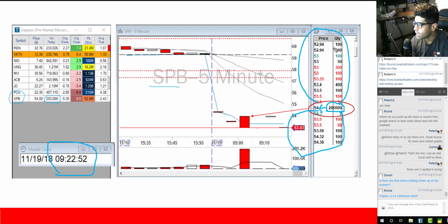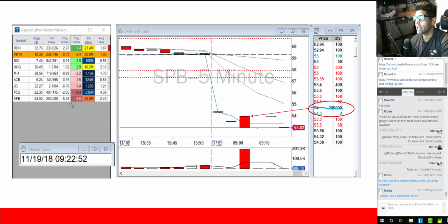You don't want to be these guys, because there's only one big transaction. That's why it hit your scanner. If this guy wasn't there, SPP wouldn't really hit the scanner. So you have to be really careful to always look at the price action in the pre-market.